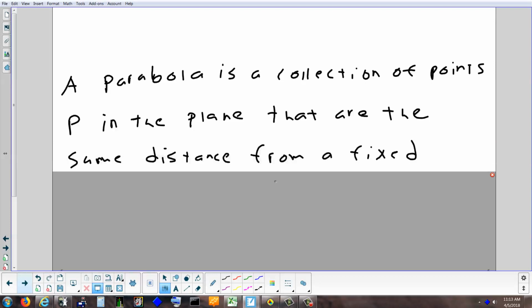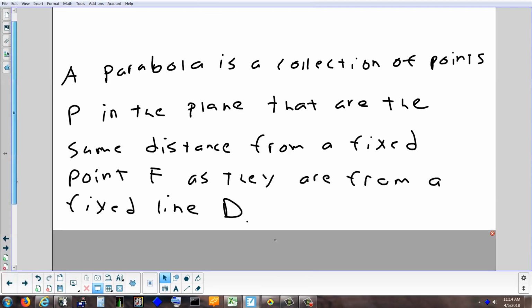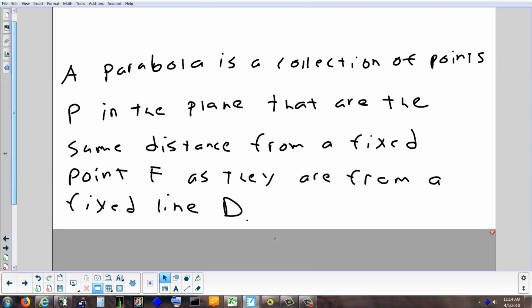So it's a collection of points on a flat surface in the plane that are the same distance from 2 things. With a circle, everything was the same distance from 1 thing. That 1 thing was called the center. What are they the same distance from? They are the same distance from a special point we're going to call F and a special line we're going to call D. And when I show you that as a picture, I think the definition will be very clear.